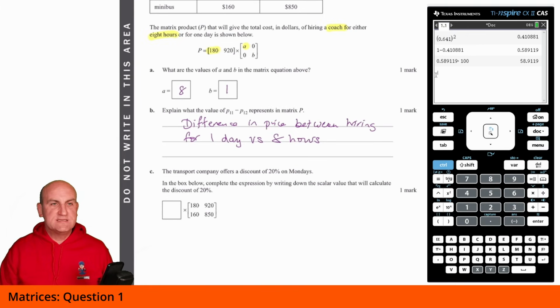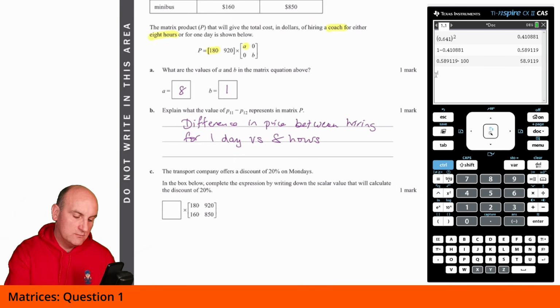Now moving on to part C, the transport company offers a discount of 20% on Mondays. In the box below, complete the expression by writing down the scalar value that will calculate the discount of 20%. Interesting.